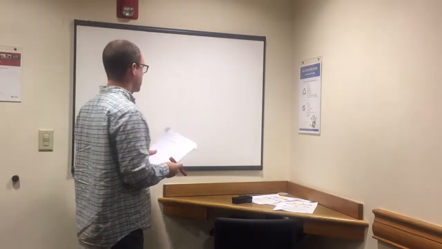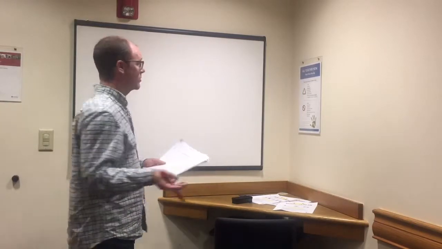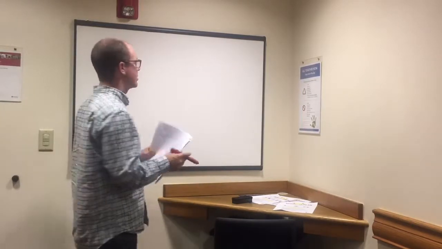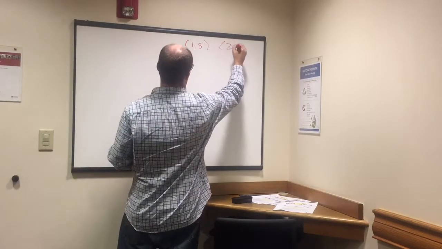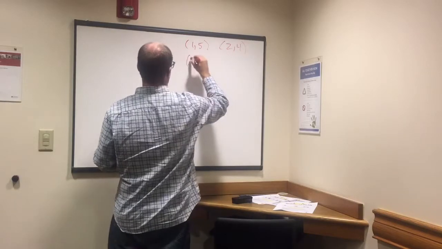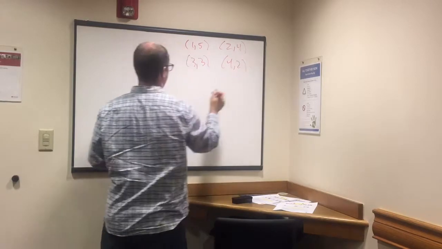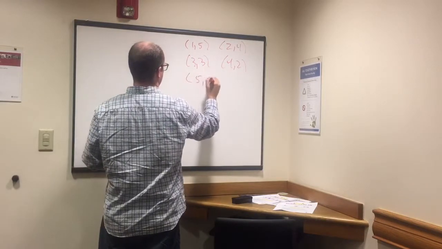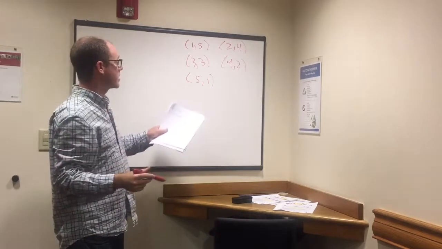Okay, 2 dice, right? 2 dice chance of rolling a 6. So here we have a combo, right? So now we have to look at what different combinations lead to a 6. So we would have 1 and 5, 2 and 4, 3 and 3, 4 and 2, 5 and 1. Okay, so there's 5 possibilities there, right?